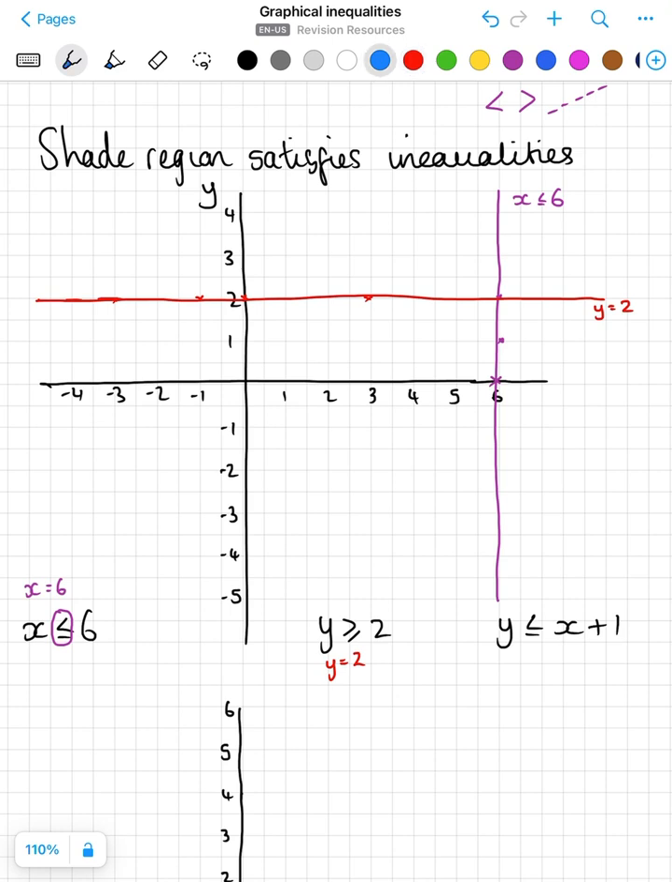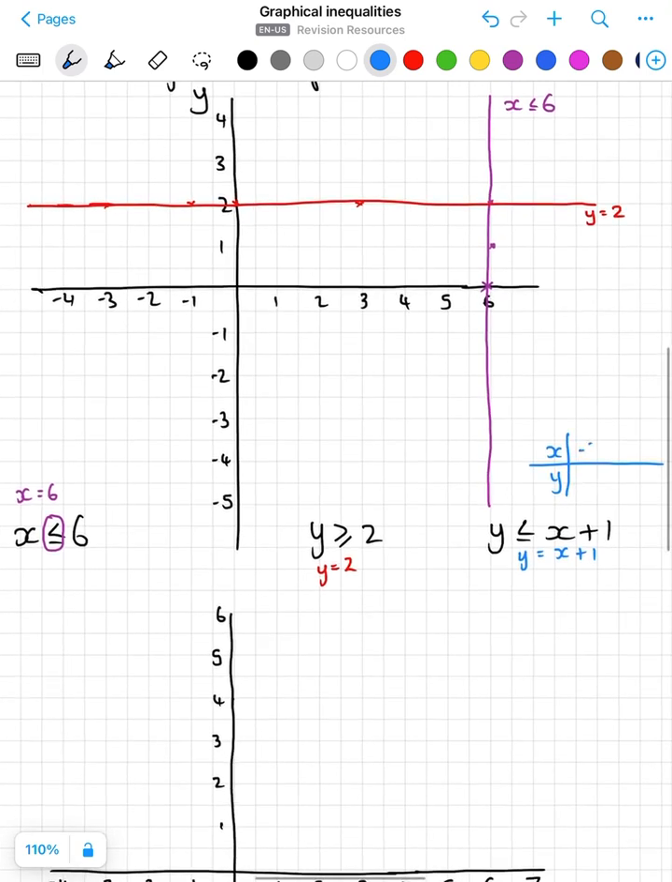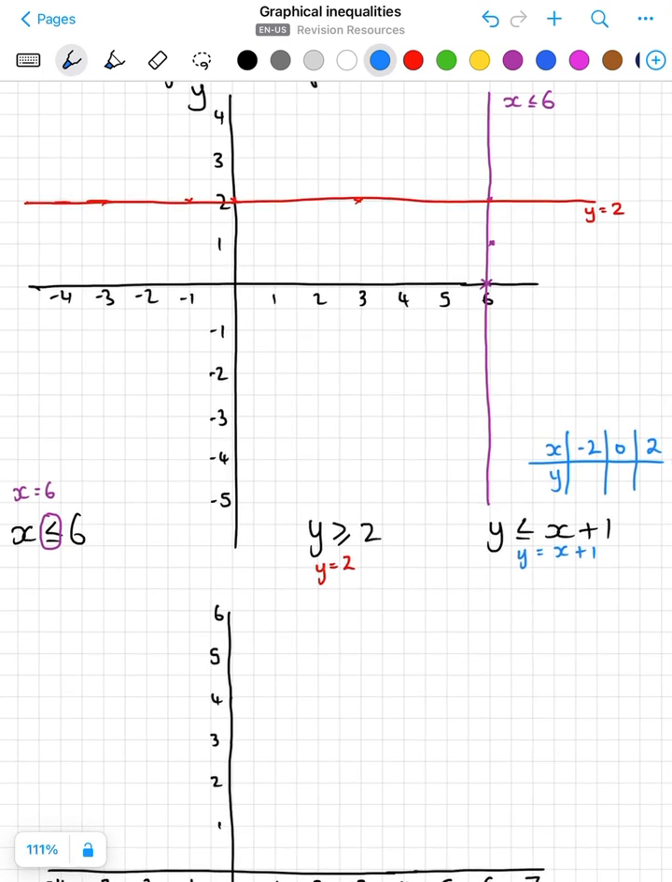Next we need to draw the line of y equals x plus 1. My advice is to always draw a table of coordinates if you're ever unsure, and just pick 3 values of x and we substitute in. Y is equal to x plus 1. So when x is minus 2, we add 1, that's minus 1. 0 add 1 is 1, and 2 add 1 is 3.